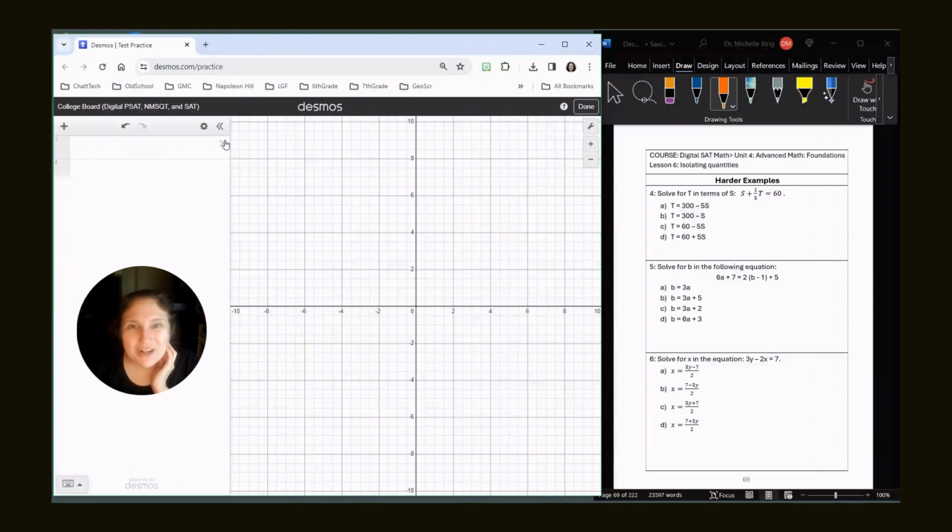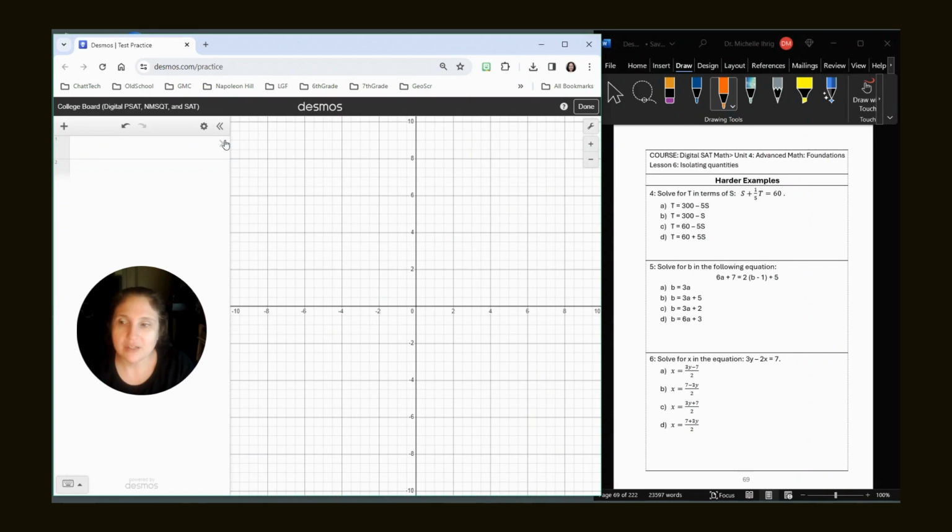We are currently doing Unit 4, Lesson 6, Isolating Quantities. We're on page 69 of my book. Make sure you open up the Desmos calculator to follow along and that you've chosen College Board. With these types of equations, the main thing is that they're not in X and Y form.